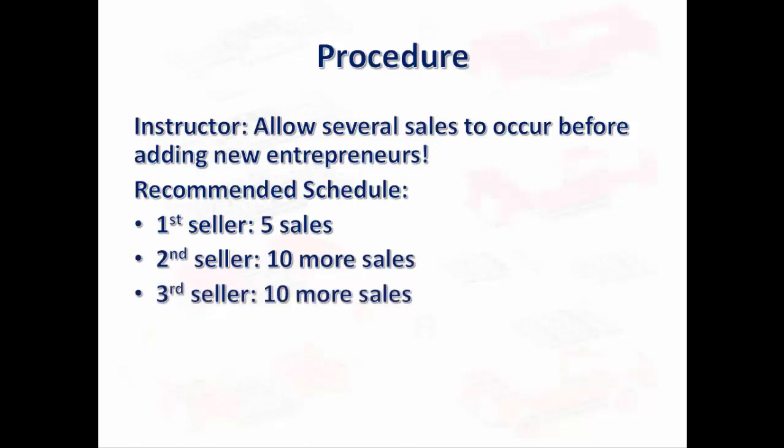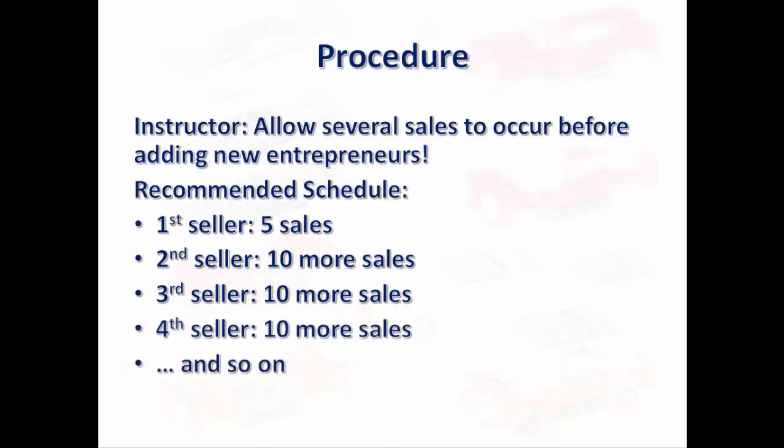And then let another 10 or so more sales happen between the first, second, and third seller, and so forth. You can go to 4, 5, 6 sellers, depending on how much time you have and how much student interest there is in being entrepreneurs. In my experience, several students will want to be entrepreneurs, especially after they see the profits being earned by the first entrepreneur.